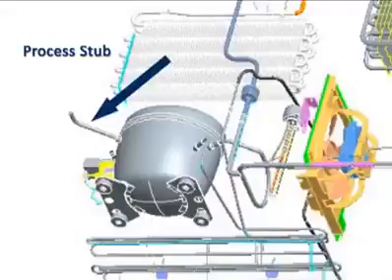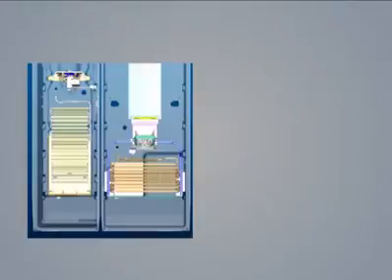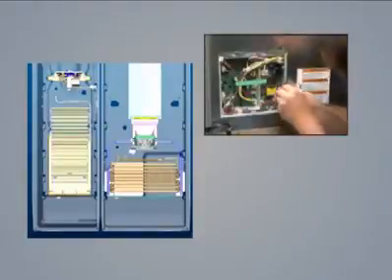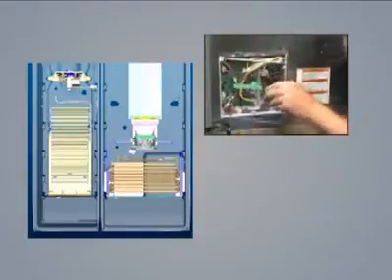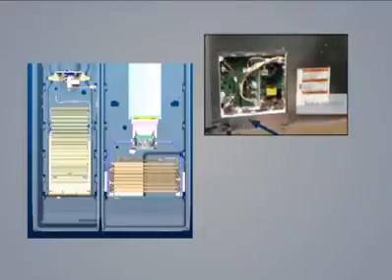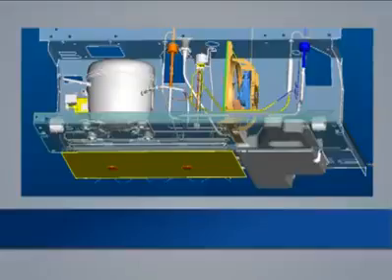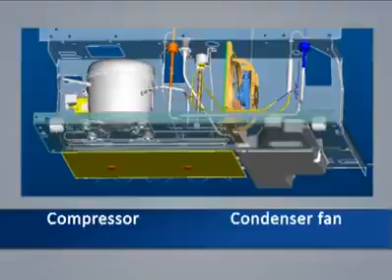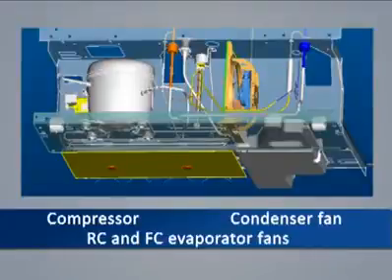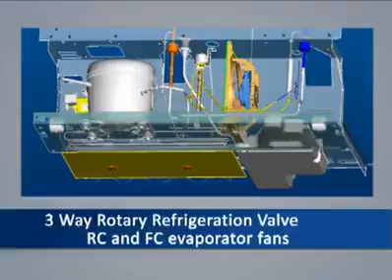Note, the process stub on the compressor is used for servicing the compressor. Theory of operation. The main control board software is designed to control the cooling system. Thermistors located in the RC and FC compartments provide temperature information to the board. All cooling and defrost decisions are made by the board based on those inputs and customer usage. Outputs from the board control the compressor, condenser fan, RC and FC evaporator fans, three-way rotary refrigerant valve, and the defrost heater.